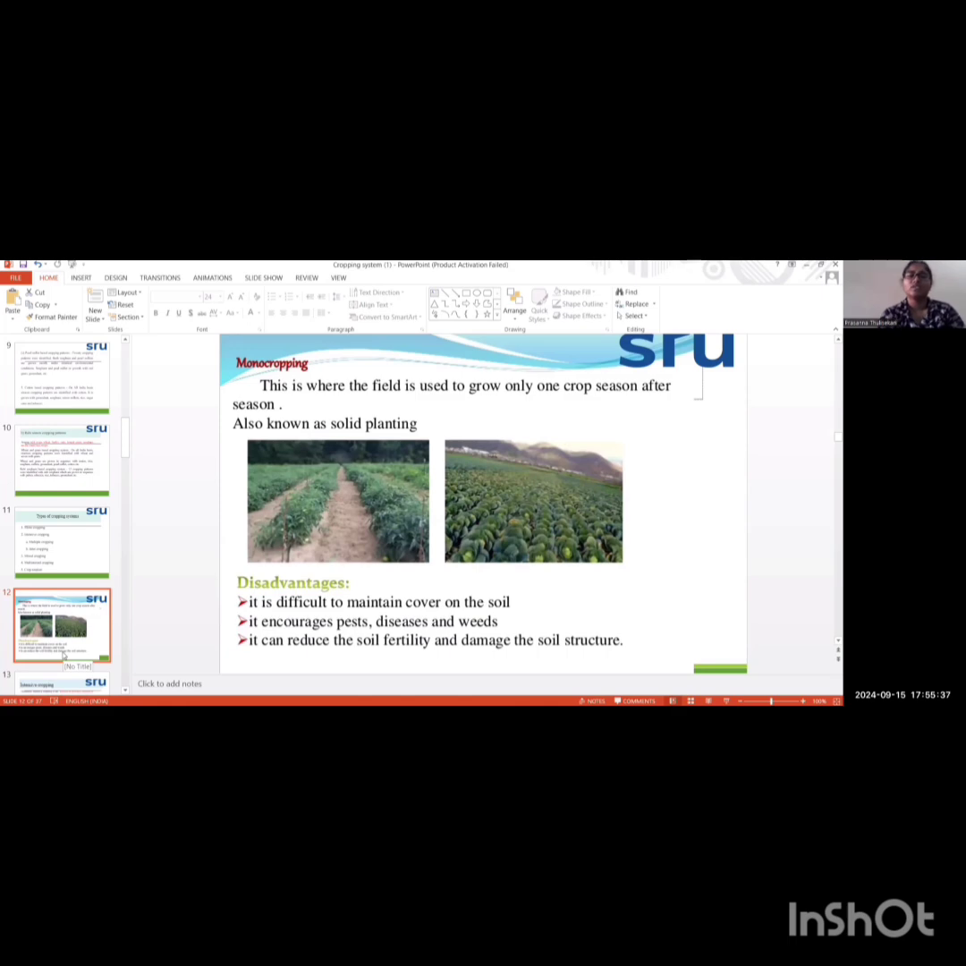And what are the disadvantages of using monocropping? Mainly, it is difficult to maintain the soil cover, and it also encourages pests, diseases, and weeds, and it also increases the damage of the soil structure, and also it reduces the soil fertility. So by using only a single crop every season, there is more chance of pest infestation and also disease infestation.